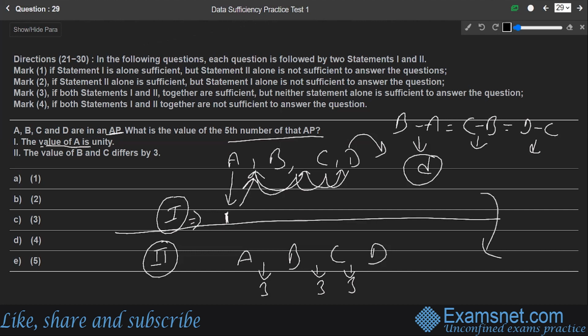If we combine both the pieces of information together, then yes, the value of A is already with us, that is 1, and the difference is 3. So this way we can predict the numbers. The B value will be 1 plus 3, that is 4. C value will be 4 plus 3, that is 7. D value will be 7 plus 3, 10, and E value will obviously be 10 plus 3, 13. So by combining both the information together, yes, we can answer this question. So the right answer becomes option C.